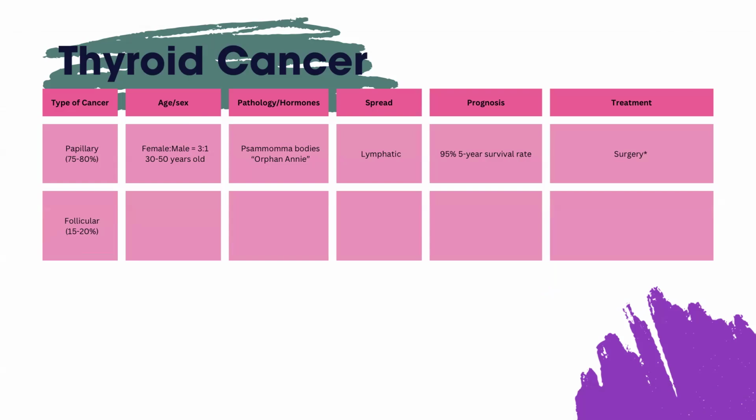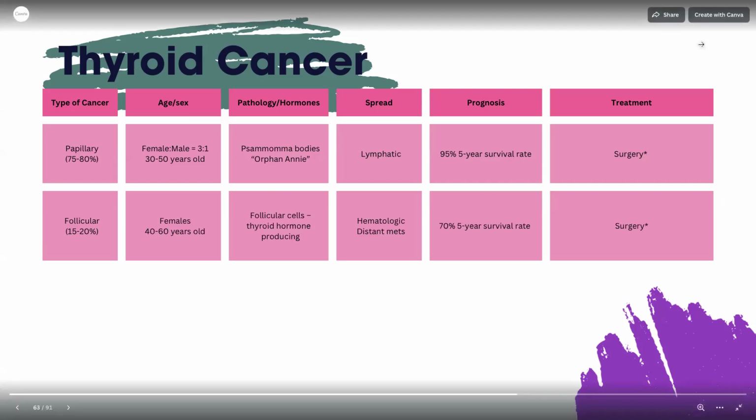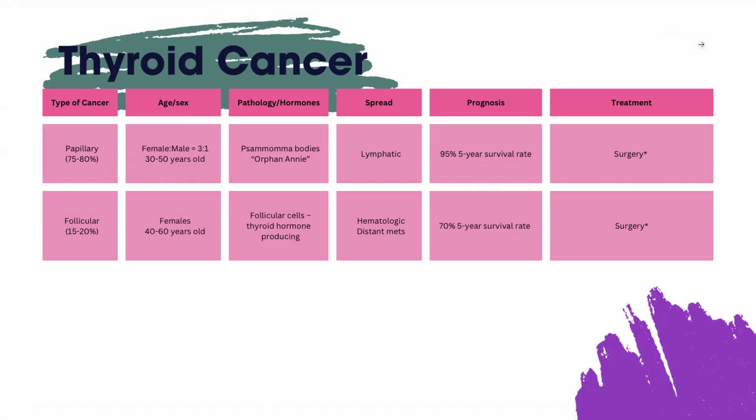It's also about middle-aged, 40 to 60. Let's see. How does it spread? Through hematogenous, not lymphatic. It also has a pretty good prognosis, and surgery is the treatment. Follicular cells are thyroid hormone producing.